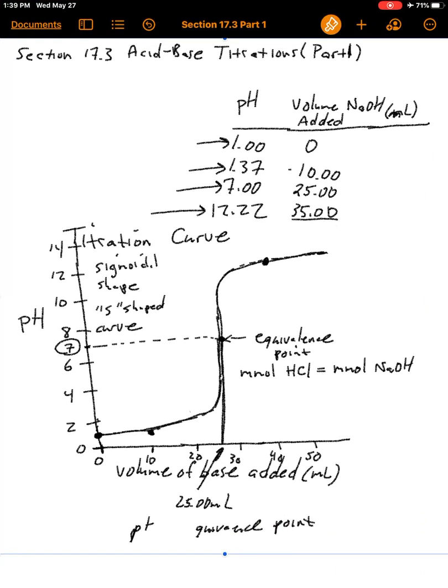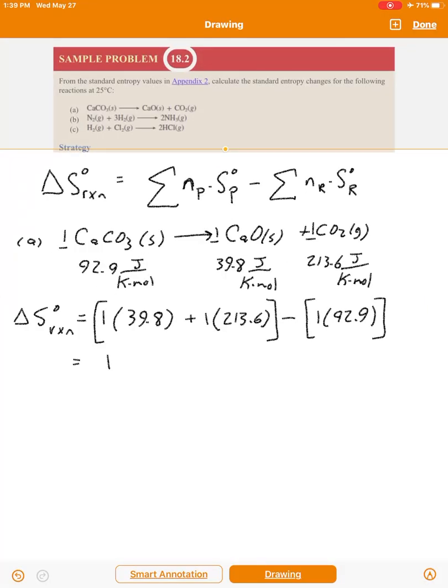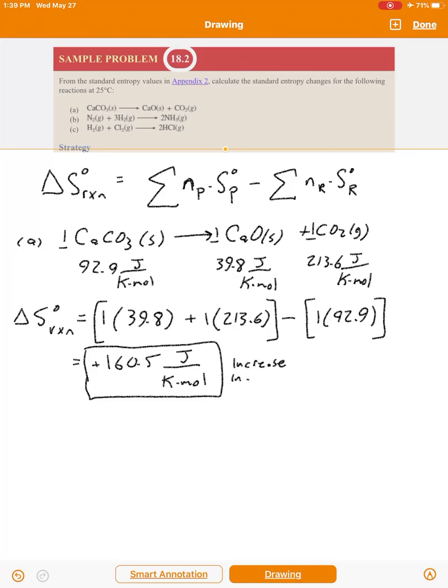Okay? The units are joules per Kelvin mole. So it's a positive value that tells us the entropy increases during this process. This is an increase in entropy. Okay? Let's try part B.